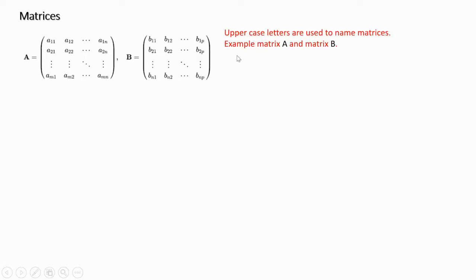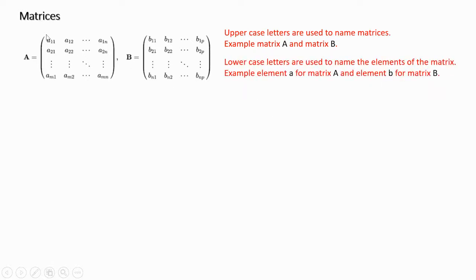Matrices are denoted by capital, or uppercase, letters. For example, capital A denotes a matrix, and also capital B. Lowercase letters are used to name the elements of the matrix. For example, all the lowercase a's belong to matrix A, and the lowercase b's belong to matrix B. These are all called elements.